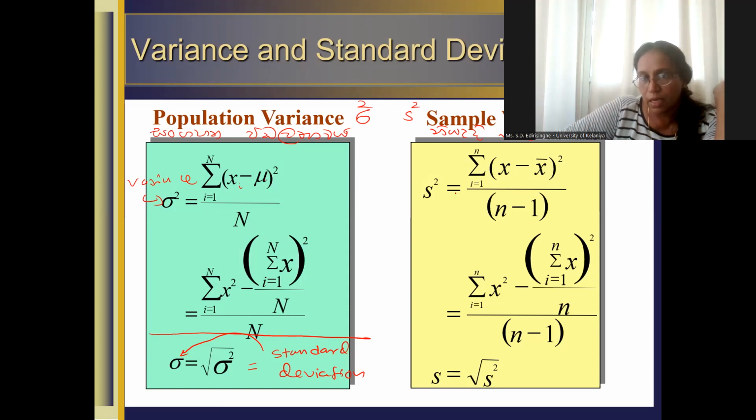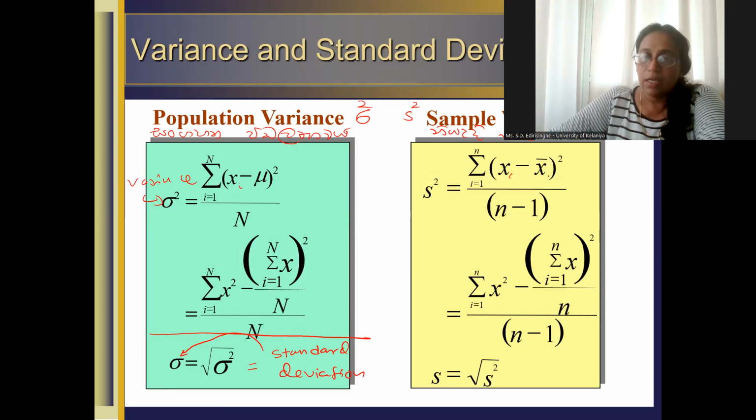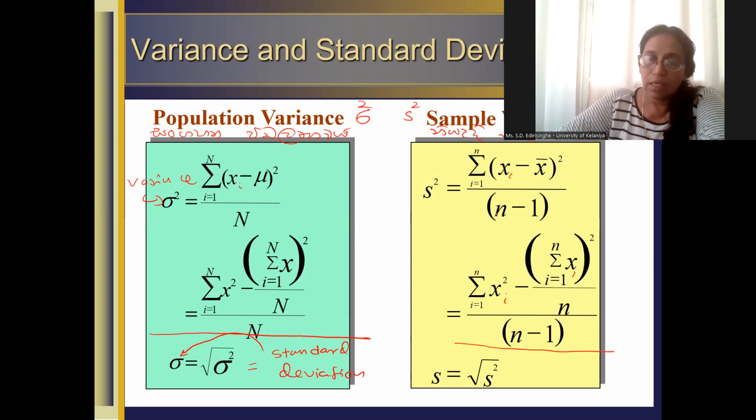But if you want to find the sample variance, the formula we use is sigma i goes from 1 to n, xi minus x bar, get the squared value of the whole thing and divide by n minus 1. If you want to find the population variance, we use n here. If you want to find the sample variance, it is divided by n minus 1. Sigma i from 1 to n of xi squared, minus the square of the sum of xi divided by n, then divided by n minus 1, will again be s squared. Got it? Same thing we use.